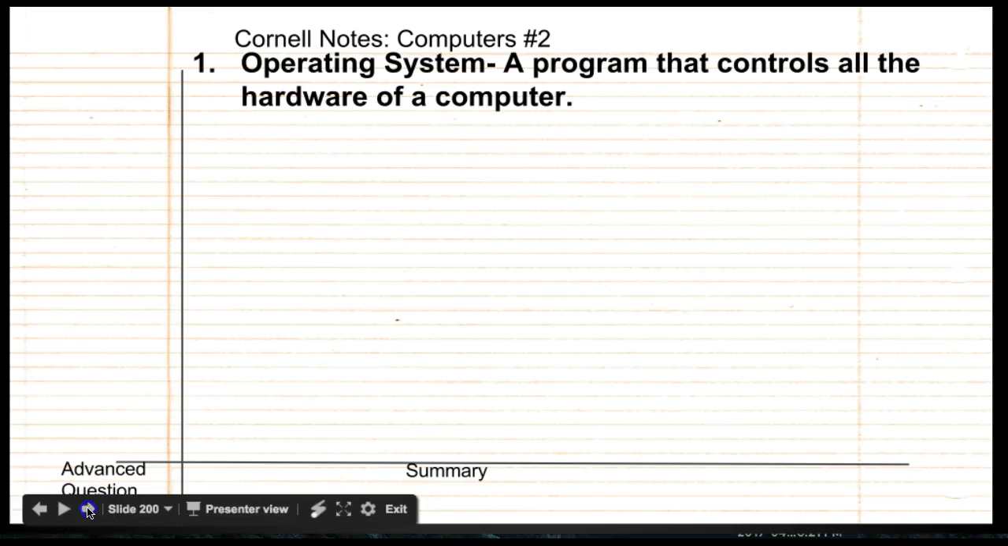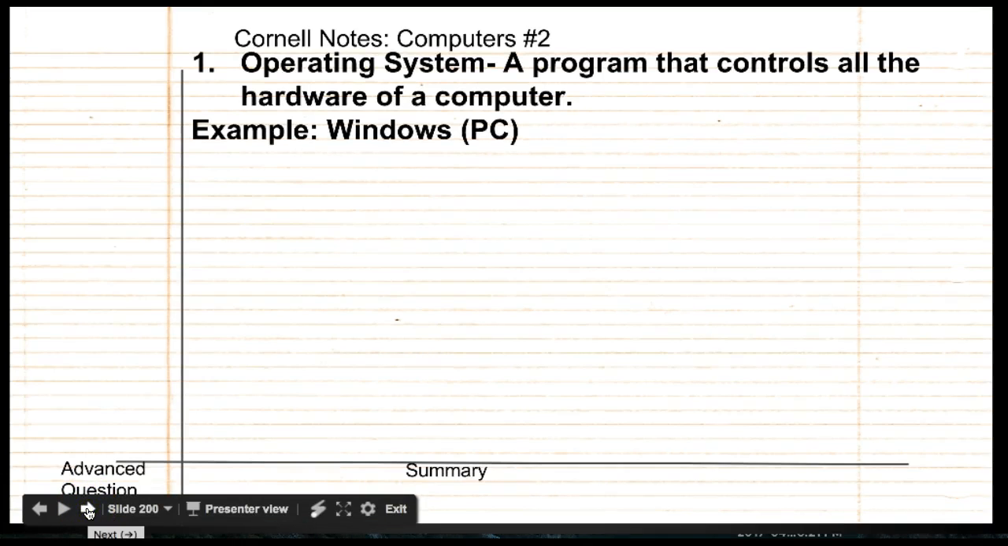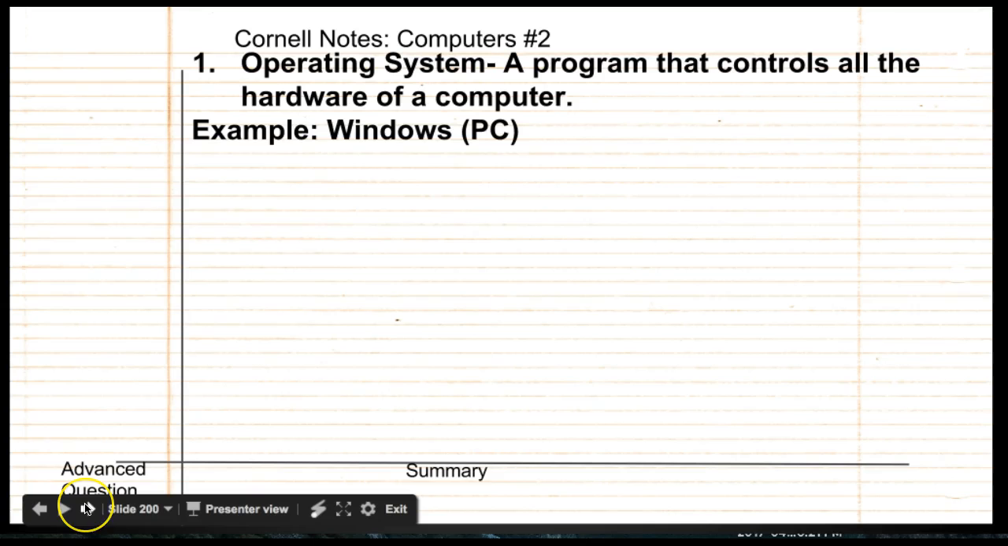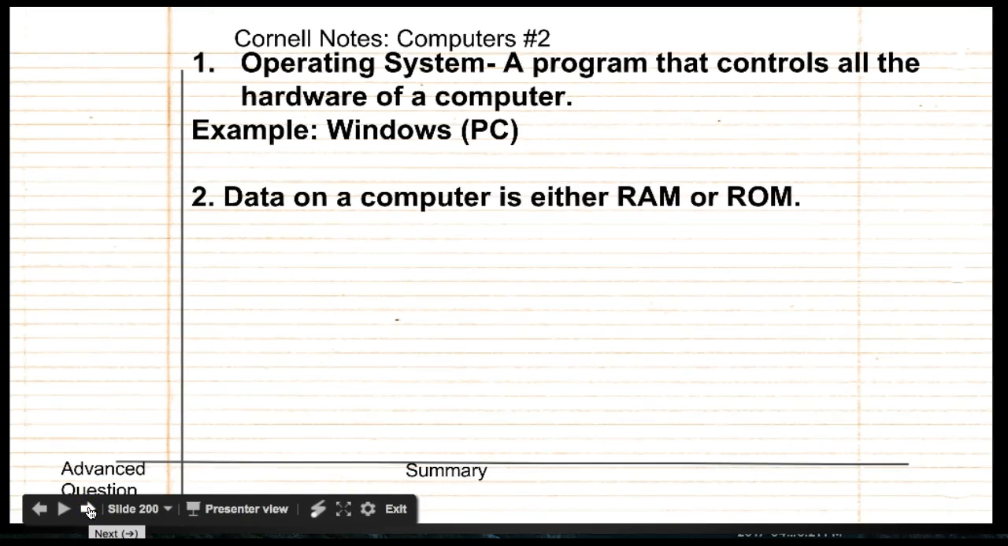An example of an operating system would be Windows for PC. A mobile operating system would be iOS for Apple iPhones and iPads. So just some examples: Windows, Linux, iOS, Android, and so on. Now, all computers need some sort of operating system to manage the different things that you want the computer to do. So, number 2, all the data on your computer is stored either in RAM or in ROM.